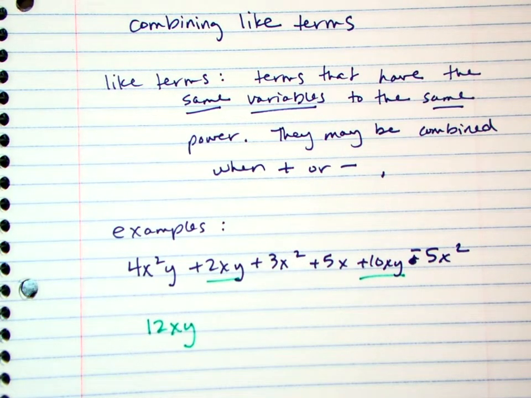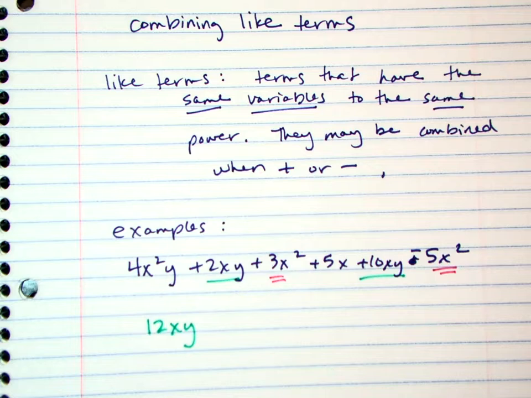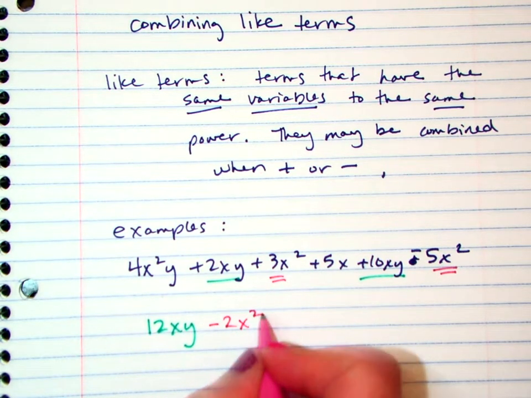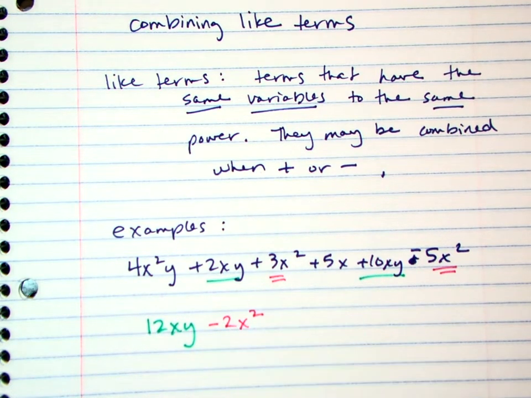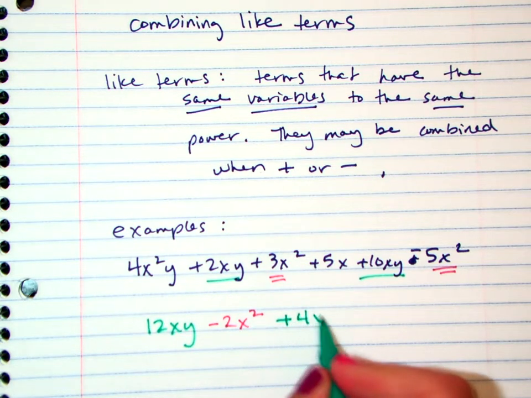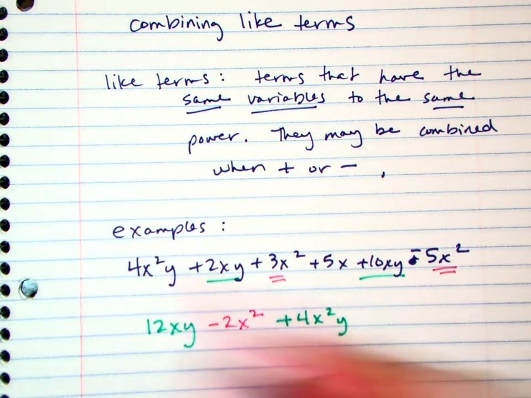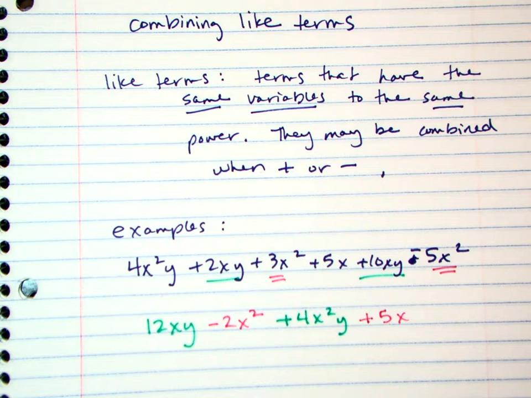Okay, and then we can combine the 3x squared minus the 5x squared. Okay, and that 3 minus 5 is -2, so -2x squared. And the other two things, there's nothing else. There's no other 4xy, so we just add that in. So 4x squared y, and the 5x also is by itself, so plus 5x. Okay, and it doesn't matter what order that's in.